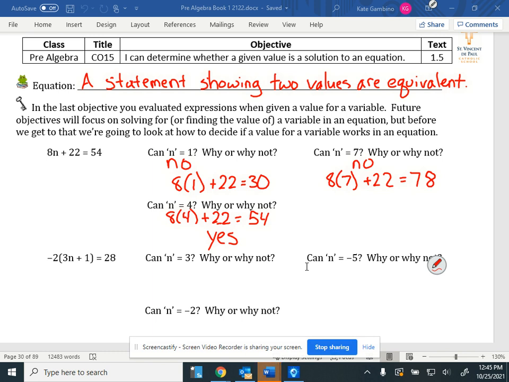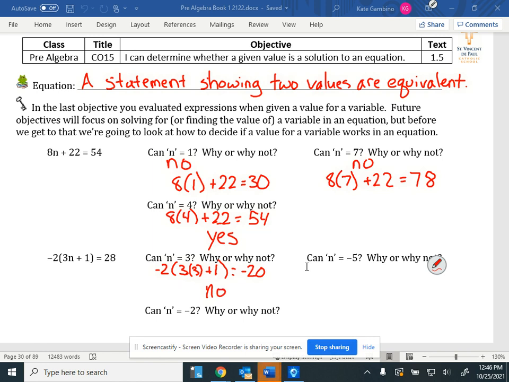So let's look at our next problem. We have negative 2 times 3n plus 1 equals 28. So can n equal 3? So we have negative 2 times 3 times 3 plus 1 equals 28. So first we have to do our parentheses. 3 times 3 is 9. 9 plus 1 is 10. 10 times negative 2 is negative 20, which doesn't equal 28. So our answer is no.